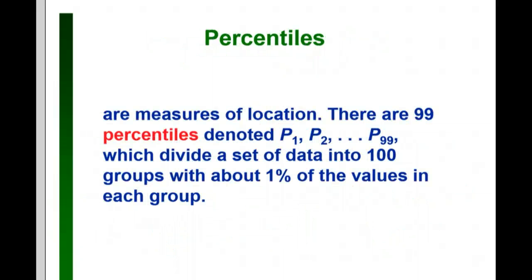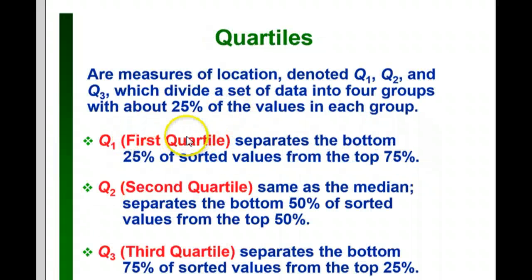Alright, so quartiles are specific percentiles. Q1, the first quartile, is the 25th percentile. Alright, the second quartile is the same as the median because it's the 50th percentile. 50% smaller, 50% larger. And then the third quartile is the 75th percentile. Alright, 75% smaller, 25% larger when you're talking about the quartiles. So they are specific percentiles.